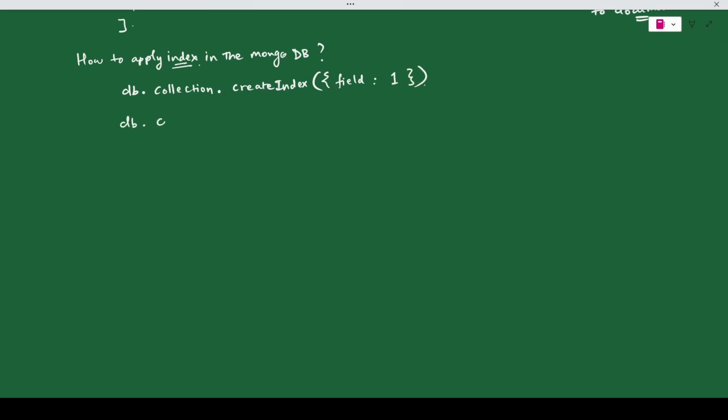So db.collection.createIndex. Here we will have the field. So here will be -1. The 1 denotes the ascending order and -1 denotes the descending order. Okay. So this is the basic syntax of creating an index in MongoDB.